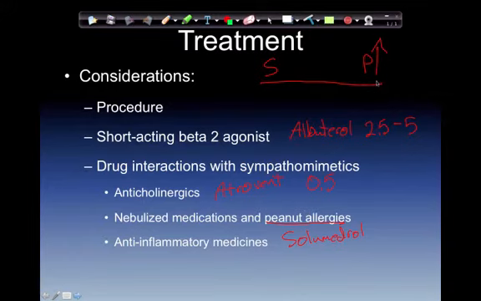So what we do is we give the albuterol. It is a beta-2 selective, we still get a little beta-1 response though, and increase the sympathetic tone to dilate out the bronchial tubes.